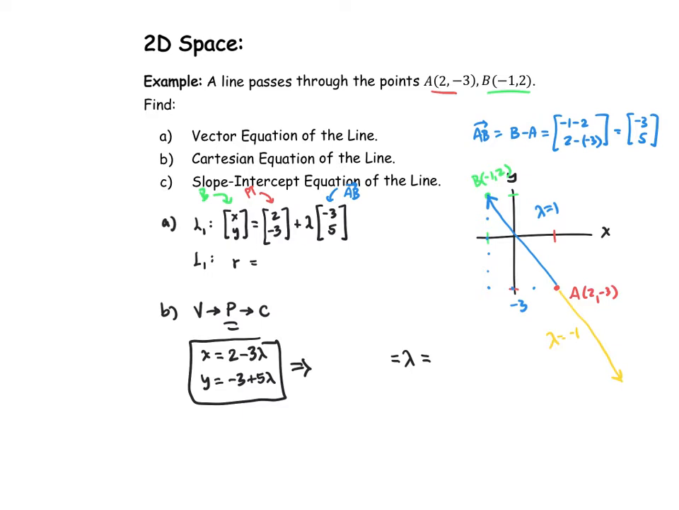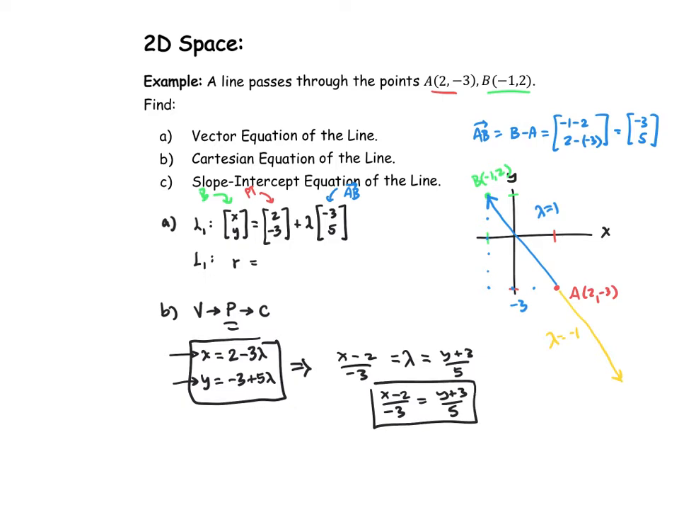All right, so if I take x and solve for lambda, I would subtract 2, divide by a negative 3. So that'd be x minus 2 over negative 3. If I did the same thing for y, solving for lambda, I'd add 3 and divide by 5. So y plus 3 divided by 5. Now I've found lambda for each of them. Therefore, I've now found the Cartesian equation for this line. Okay, there you go. You've got the Cartesian equation for that line.